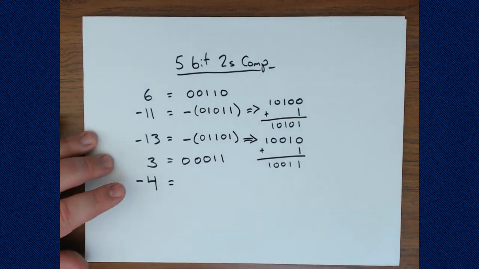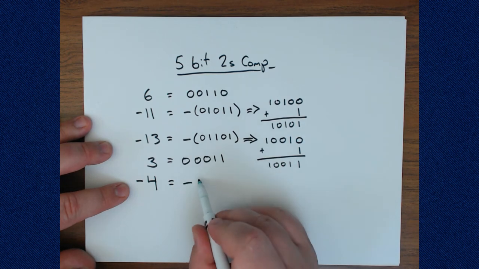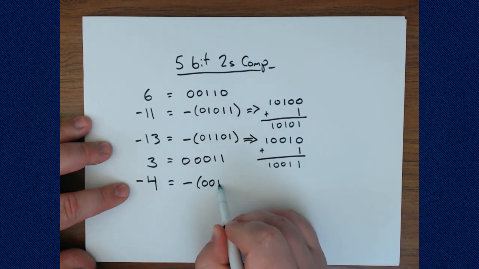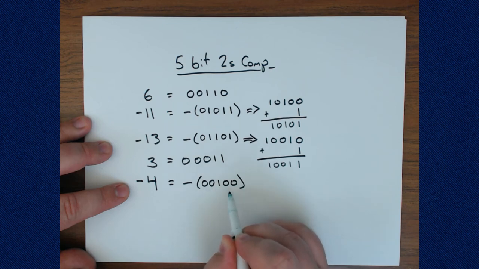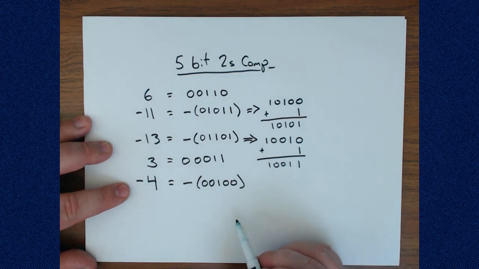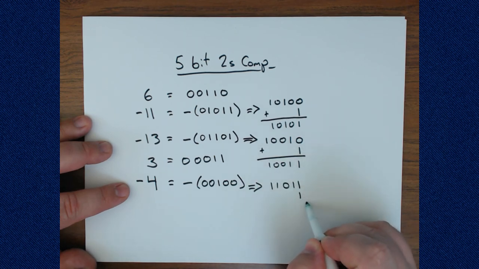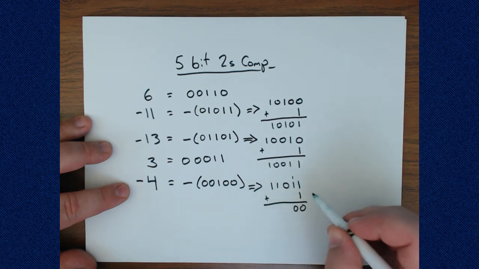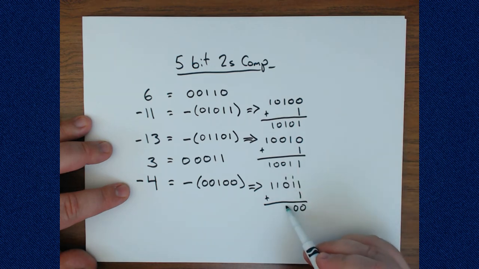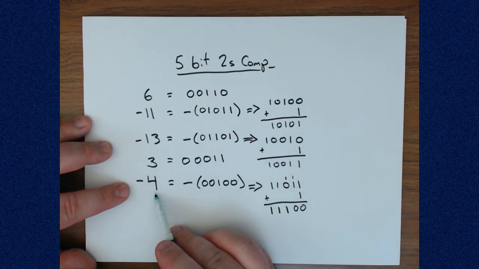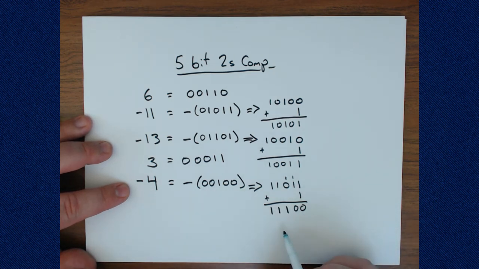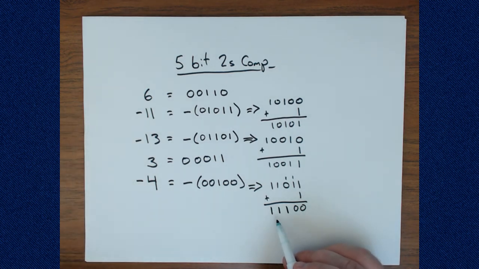Now we'll try the same thing for negative 4. We'll need to do the negative of 0, 0, 1, 0, 0. There's a 1 in the 4th bit. So to perform the negation operation, again, flip all the bits, 1, 1, 0, 1, 1, and add 1 to that. Now I get a 0, carry the 1, a 0, carry the 1, a 1, and a 1, and a 1. So negative 4 to binary on a 5-bit 2's complement machine is the bit pattern 1, 1, 1, 0, 0.